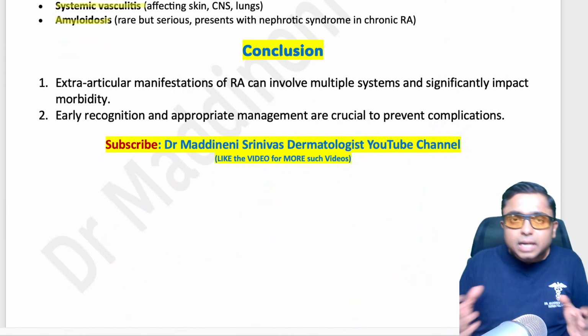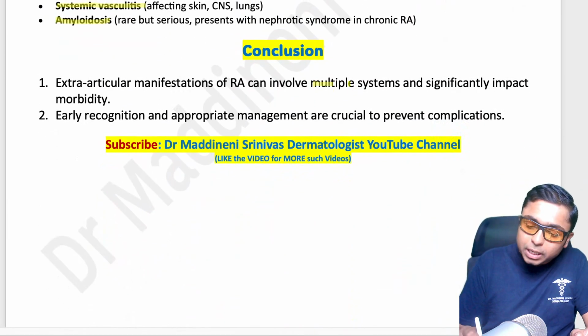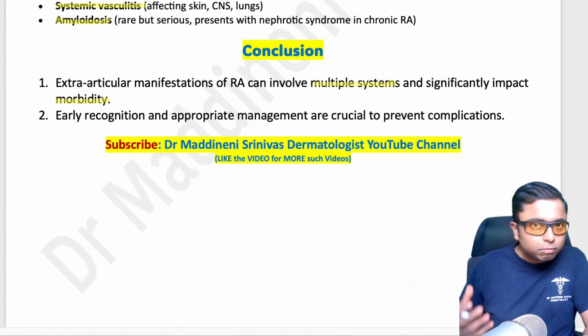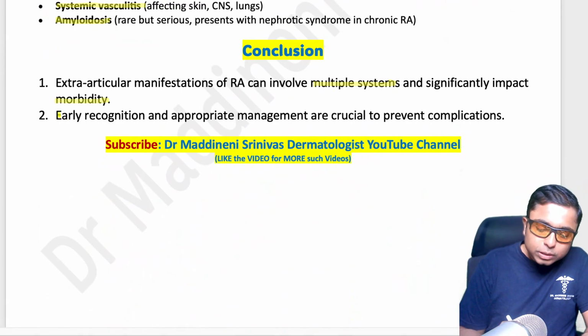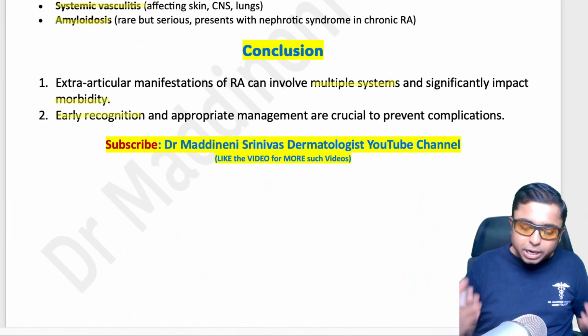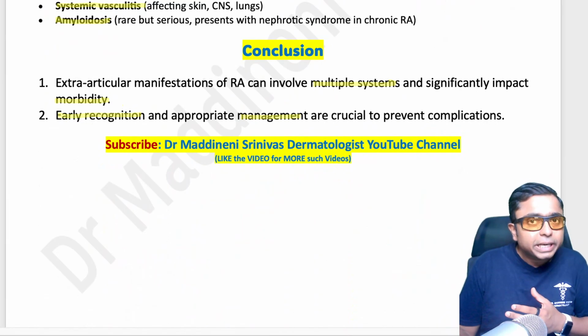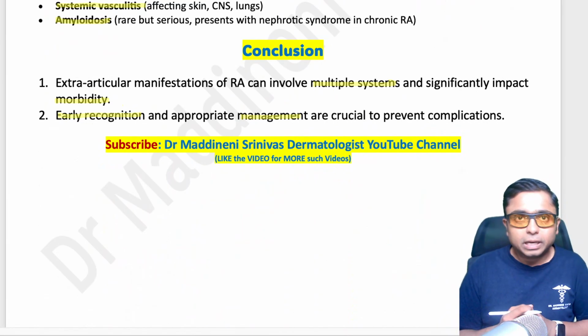So remember, extra-articular manifestations can involve multiple systems and significantly impact the morbidity. There's going to be a lot of pain because of the inflammation. So that is the reason why early recognition and appropriate management are very crucial for the prevention of the complications due to the extra-articular manifestations.